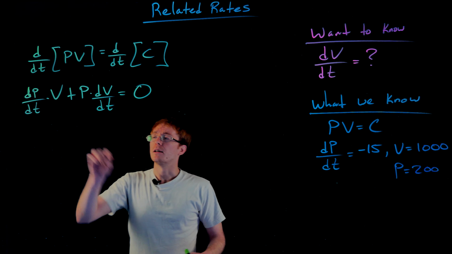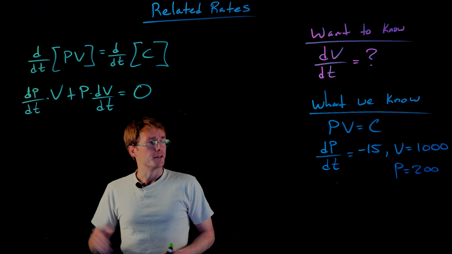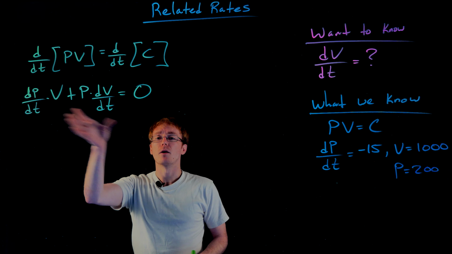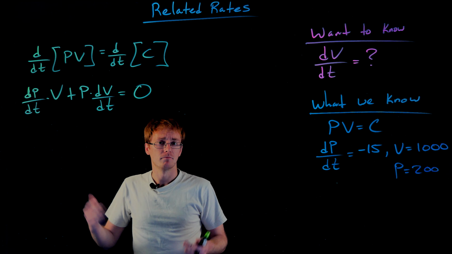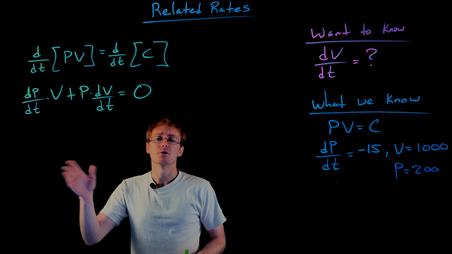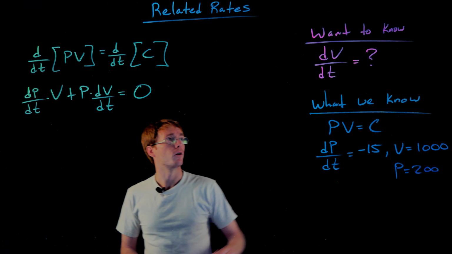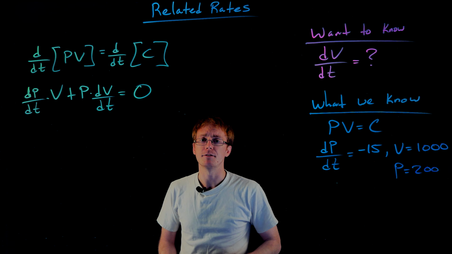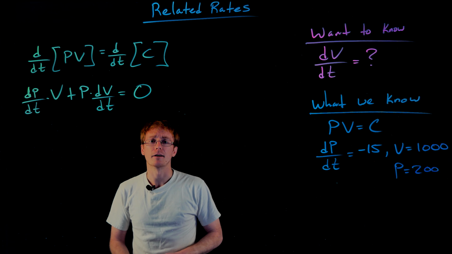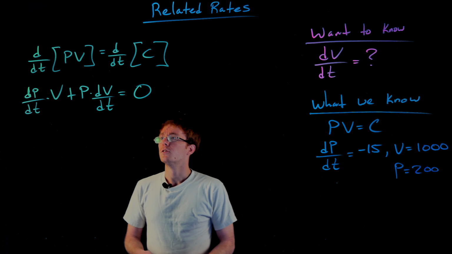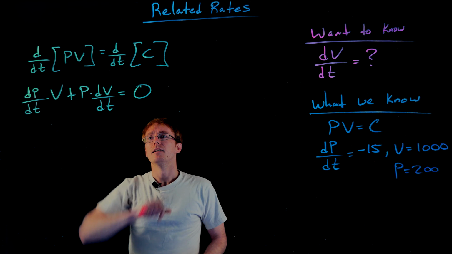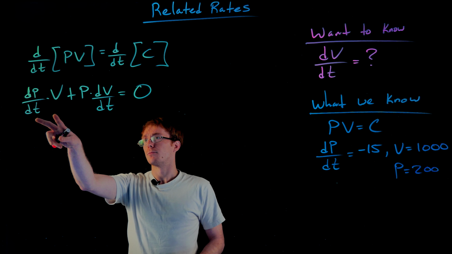All right, so now in some of our other videos, we were at a point like this. We would plug in all the values we were given and then solve for the quantity we want. I'm just going to do it a little bit differently in this video to mix things up. I'm going to solve this symbolically for the quantity we were searching for, dV/dt, and then at the very end, I'll plug in all the values we know.